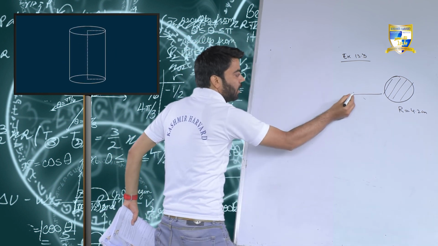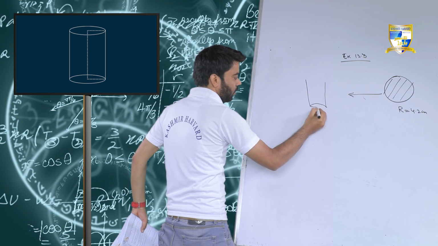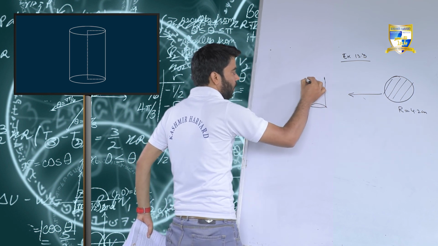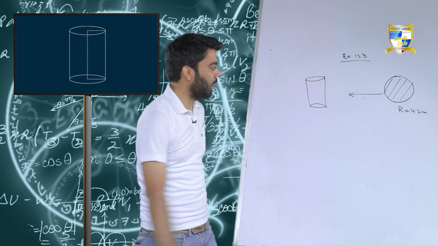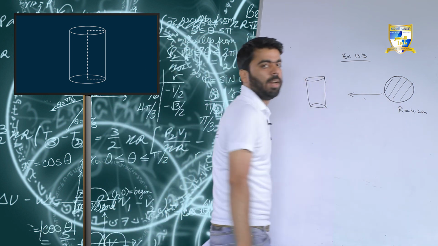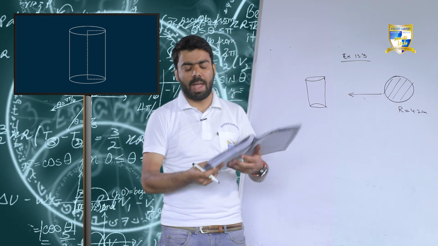So the process is like this. It's made into a cylinder. Here we must know only the radius. The radius is given, so we can find the volume. Volume is equal to 4 by 3 pi r cube.